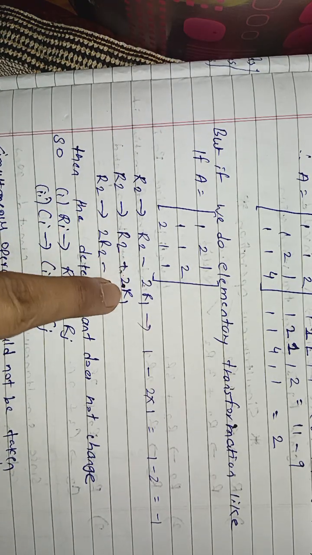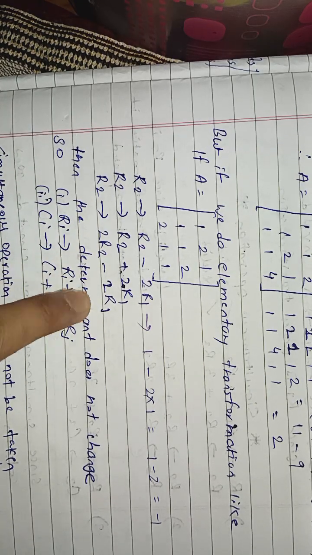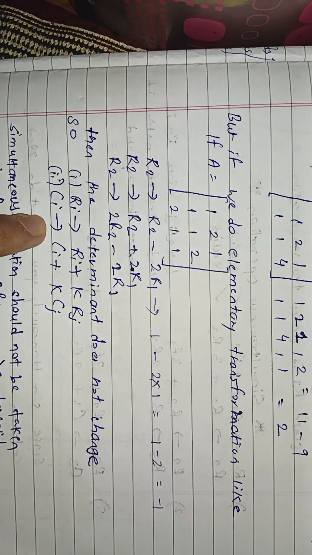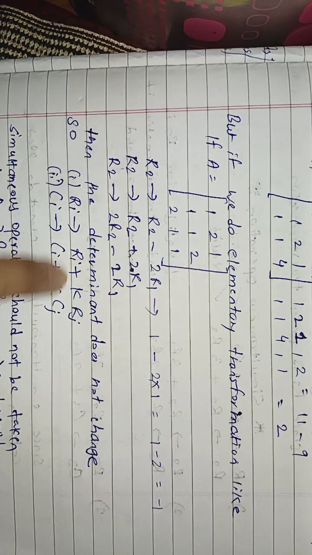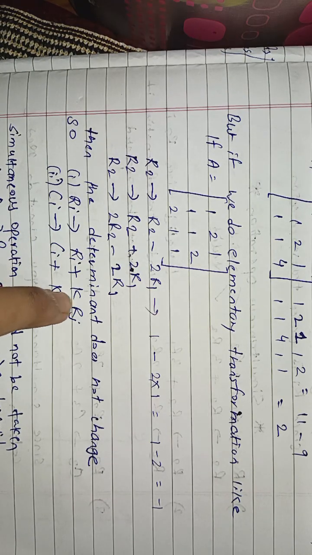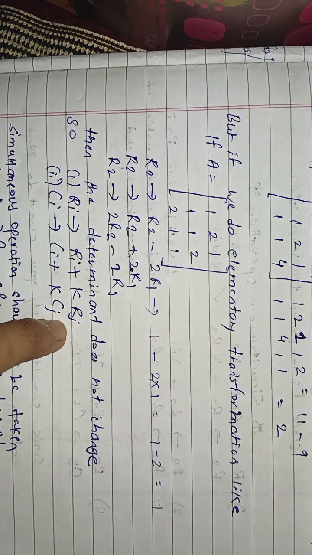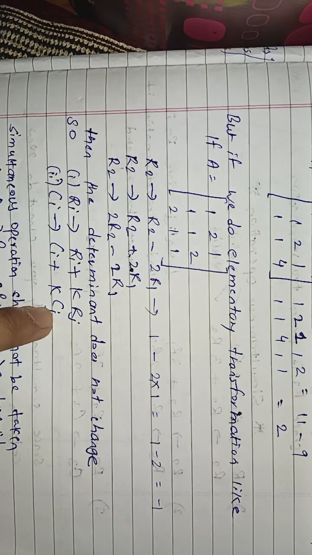You can do plus or minus, you can do R2 is equal to 2R2 minus 2R1, anything. The determinant will always be the same. So in mathematical terms, we can write Ri is Ri plus K Rj, where K is a scalar value, i is the row number and j is another row number. Also Ci is equal to Ci plus K Cj.